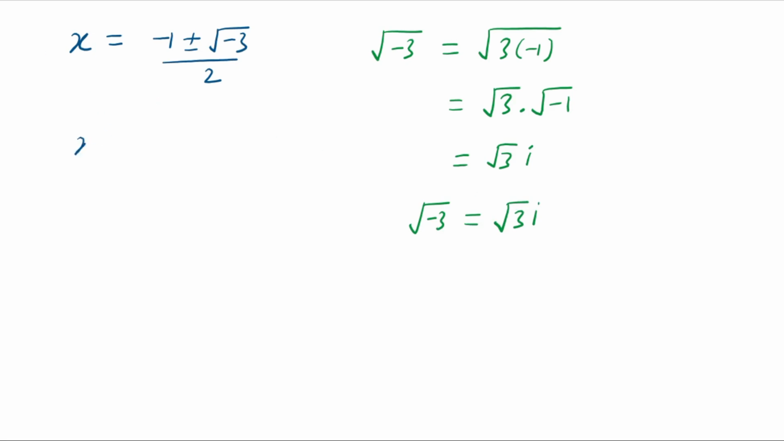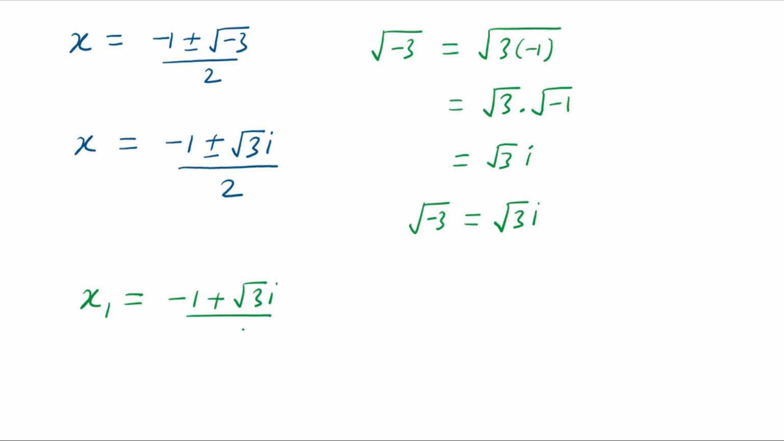Now x is equal to minus 1 plus minus the value of square root of minus 3, which is square root of 3 times iota over 2. So here our first solution, x1, is equal to minus 1 plus square root of 3 times iota over 2, and the second solution, x2, is equal to minus 1 minus square root of 3 times iota over 2.